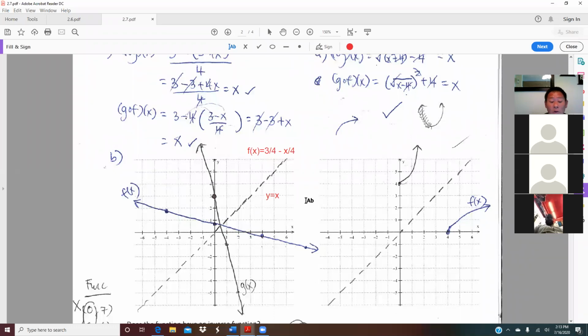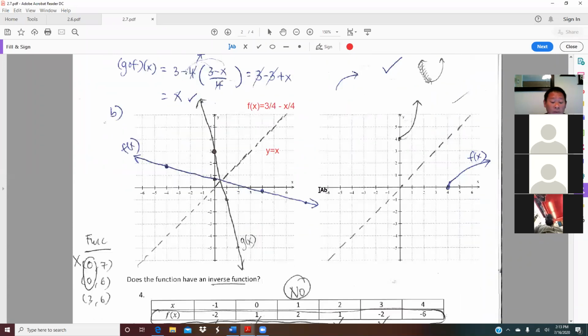So in your online homework, you do need to draw 3 lines. One line is this straight line, f of x, one line is g of x, and one line is y equals x. I will show you how to do it online on your online homework here.